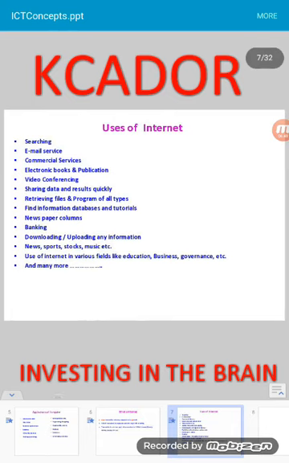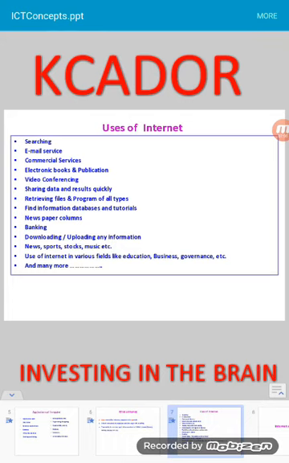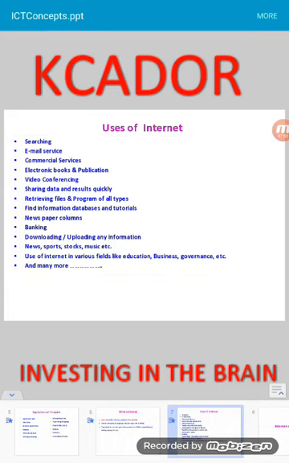It's really important. Uses of internet. Searching. You can do searching, Google searching. You can do email services. You can use electronic books and publishing, video conferencing, sharing data and results quickly, retrieving files and programs of all types, find information, databases and tutorials, newspaper columns, banking, downloading, uploading information, news, sports, talks, music. Use of internet in various fields like education, business, government, etc.